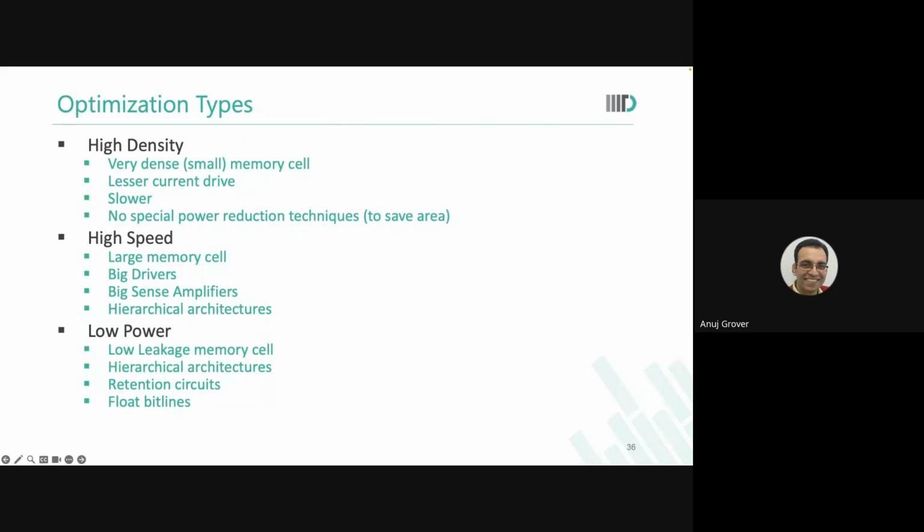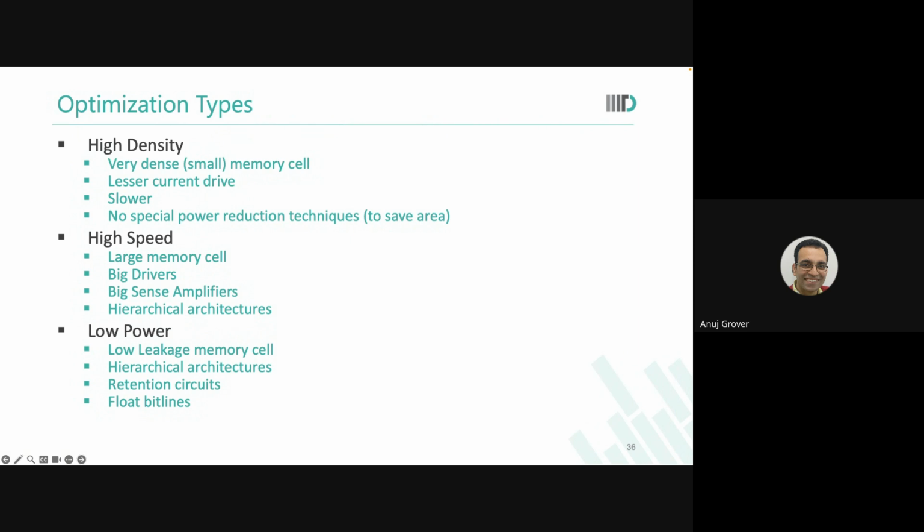So in the last class, when we looked at the data sheet in which there were multiple compilers, we saw that there is a CROM and there is a DROM. We said CROM has contact programming and DROM has diffusion programming. Incidentally, in that data sheet there were two compilers, SPSRAM and SPSRAM-A. So what were they? They were two different optimizations for a single port compiler.